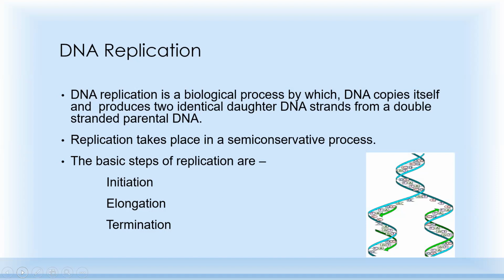So the replication takes place in a semi-conservative process. It means that one of the DNA strands will be from the parental strands and the second DNA strand will be the newly formed daughter strand. So it is always semi-conservative. The DNA strand is conserved. Now, the basic steps of replication are initiation, elongation, and termination. So this is a short idea about what is DNA replication.